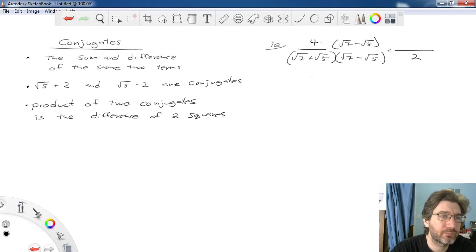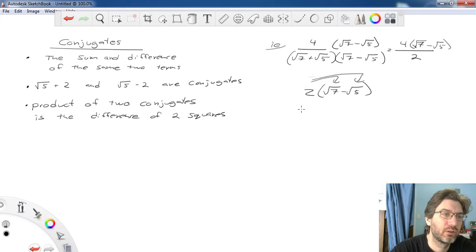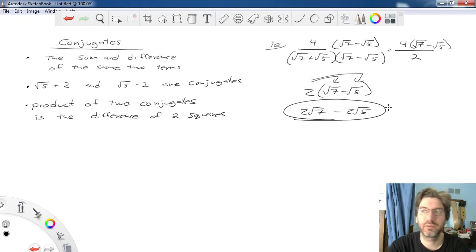Then up top, you can divide by the 4. So this will be square root of 7 minus the square root of 5. Again, you can simplify the 4 halves to just be 2 times the square root of 7 minus the square root of 5, and then you can distribute: 2 square roots of 7 minus 2 square roots of 5. And there's your final answer.